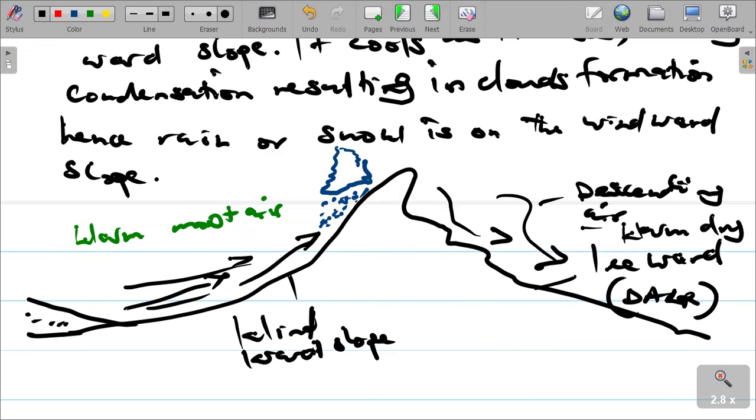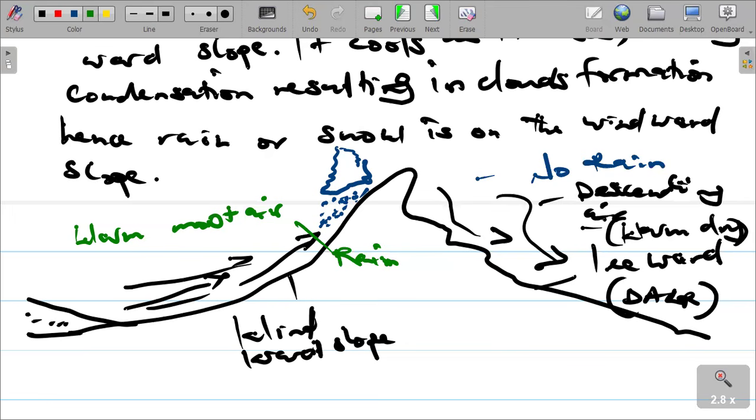It is dry air that we find on this side. This is warm moist air. And then what happens is there is no rain on this side, on the leeward slope. No rain forms on the leeward side. We do have rain on the other side, the windward side, where rain occurs.